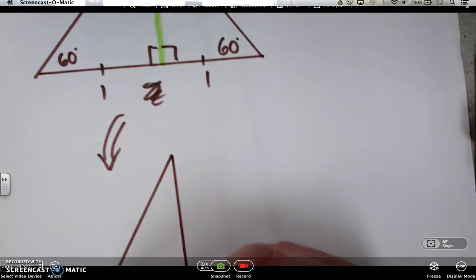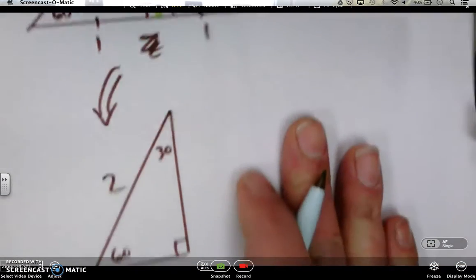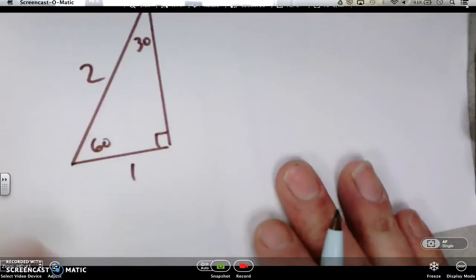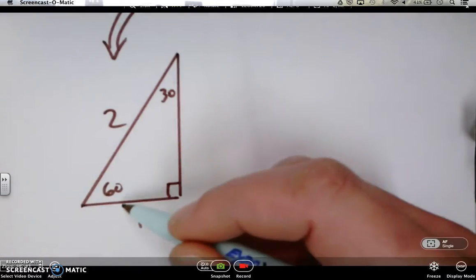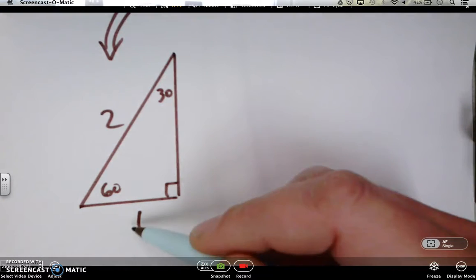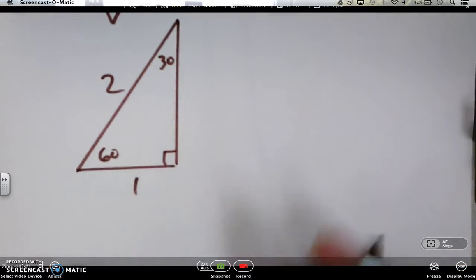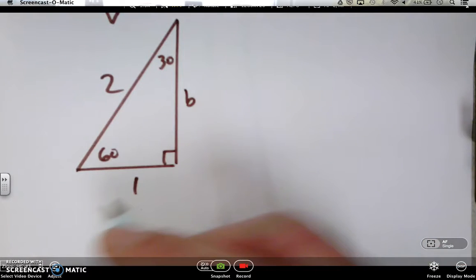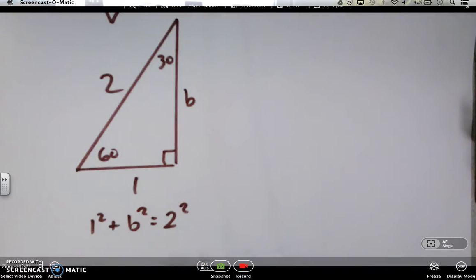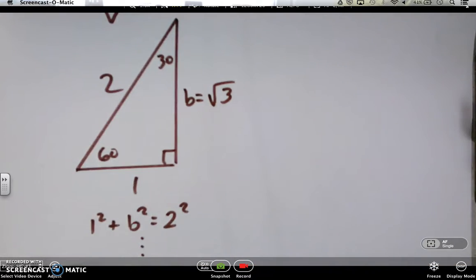So there's your 60, your 30, and your sides are 1 and 2. Your angles are 60, 30, and your sides are 1 and 2. And 1 is the shortest side, so it's over here. 2 is the longest side. And you could do the Pythagorean theorem to find this side. Let's call it b. You could say 1 squared plus b squared equals 2 squared. And if you solve that, you'd end up with b being square root of 3.